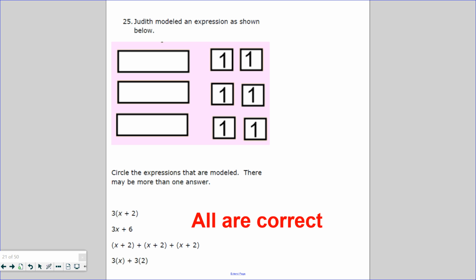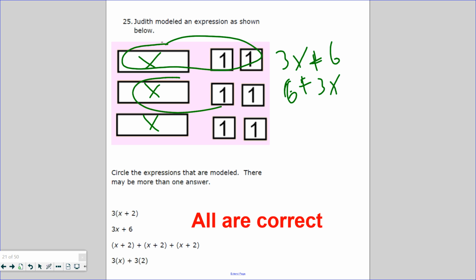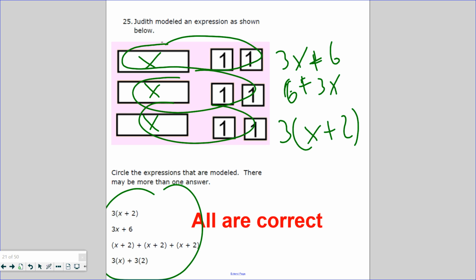And last but not least, looking at this picture, how would you describe this picture using the variable x? I see 3 x's and I see 6 positives. I see 6 positives plus 3 x's. Isn't this a group? I see 3 groups of the same thing. Each group has an x and a 2. And then this repeats, x and 2, x and 2, x and 2, 3 times. Oh, all of them are correct.